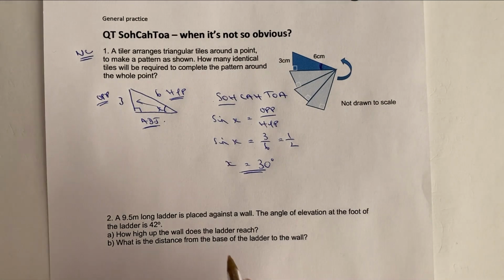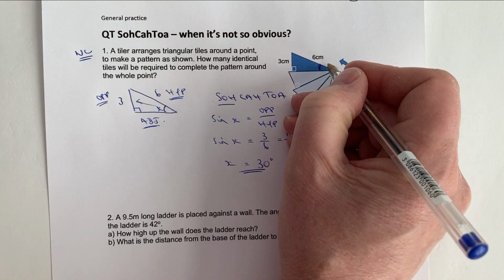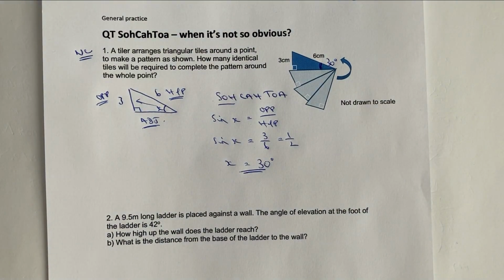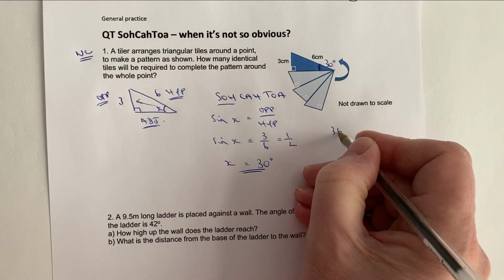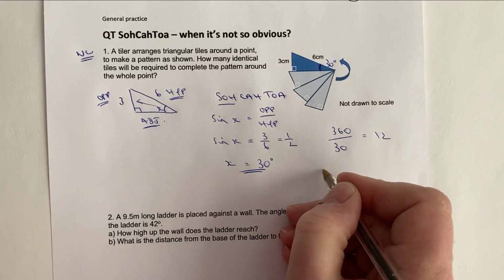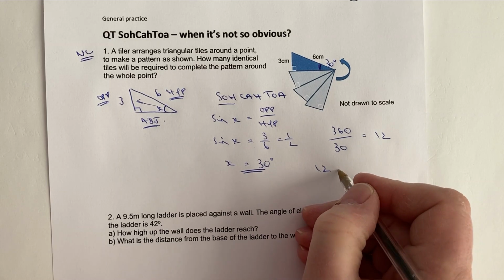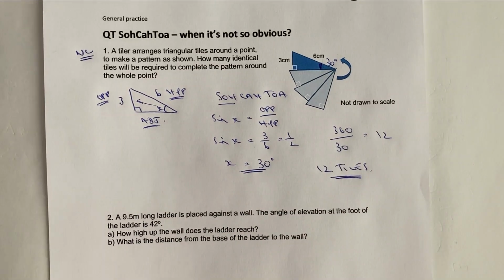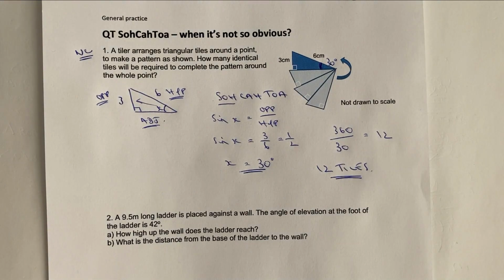So if we now know that this angle is 30 degrees, then we need to know how many lots of 30 degrees there are in 360. So we're just going to do 360 divided by 30, which equals 12. So he must be able to use 12 tiles to complete the pattern, and that would be the answer to this particular question.